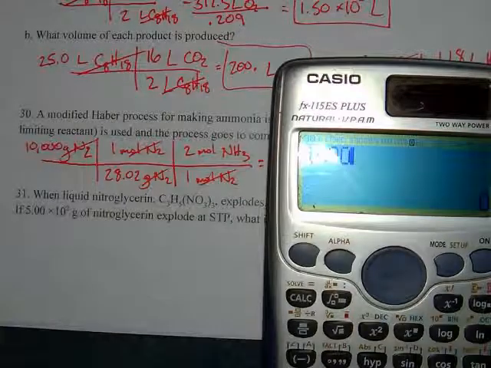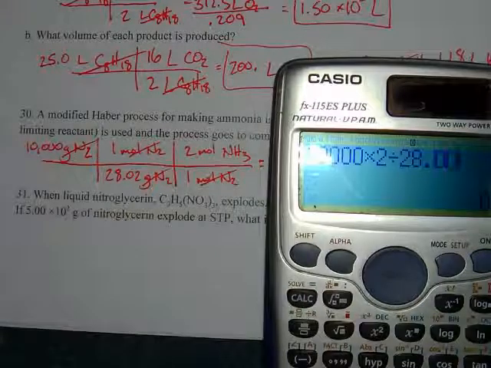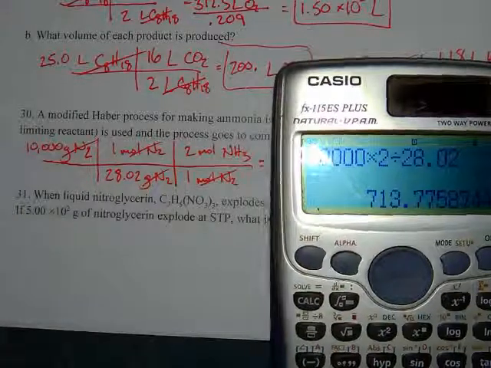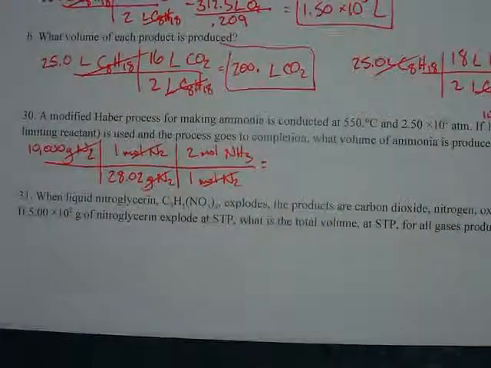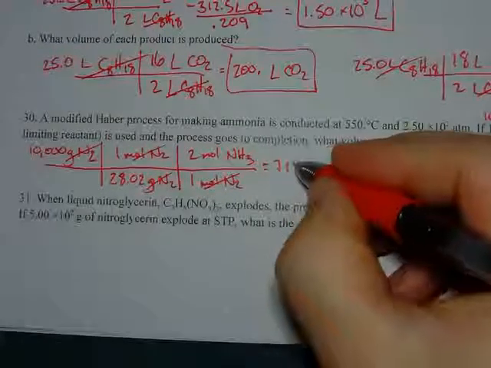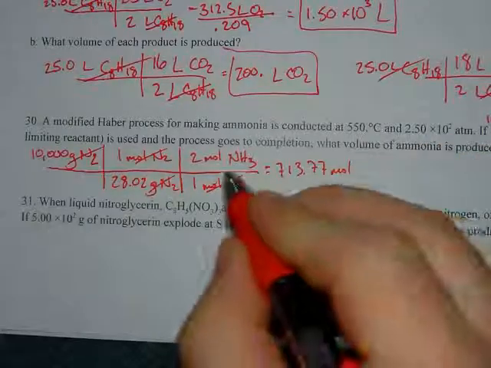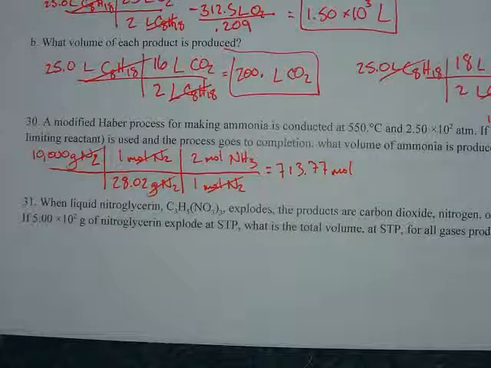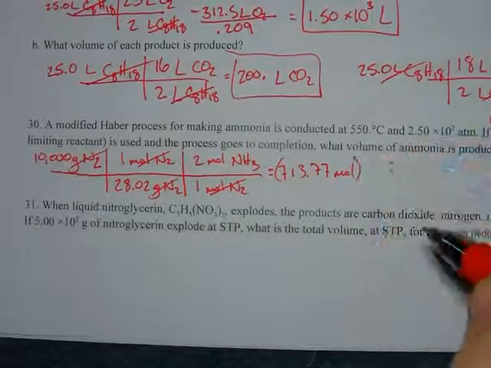So 10,000 multiplied by 2, then divided by the molar mass of nitrogen. You get 713, rounded to 3 sig figs. I'm going to take this value, and this is moles of NH3 right here. I'm going to plug this into the ideal gas law, and we are going to solve it for volume.